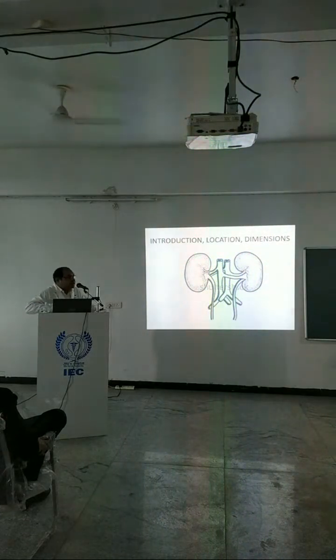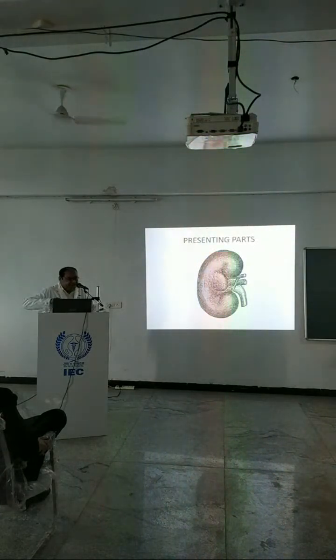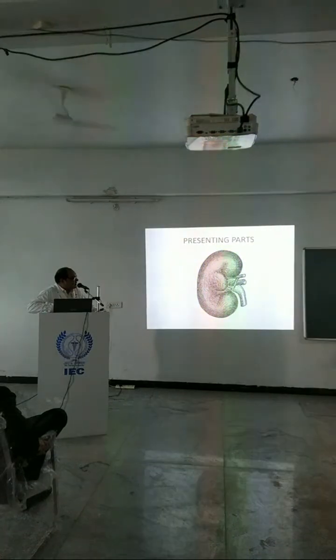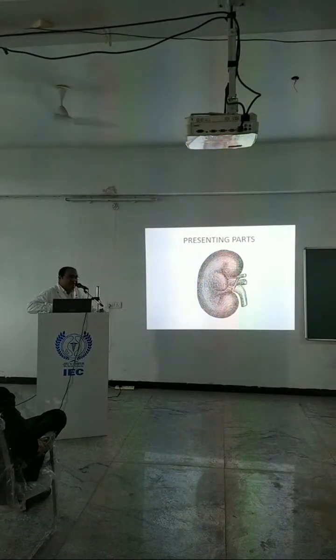Now, about the presenting parts, each kidney shows an upper pole, lower pole, lateral border, medial border, anterior surface and posterior surface. The lateral border is convex, the medial border is concave, and it shows a depression called the hilum. Now the relations at the hilum, or the structures present at the hilum from anterior to posterior: it is the renal vein, renal artery, and renal pelvis which continues as the ureter.